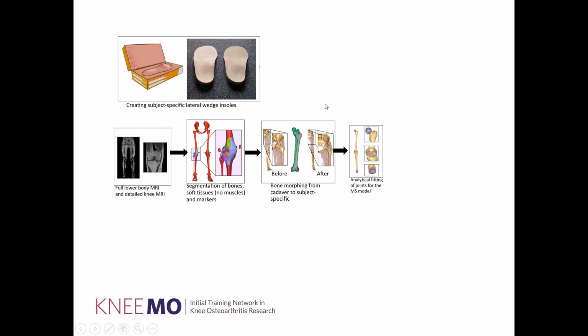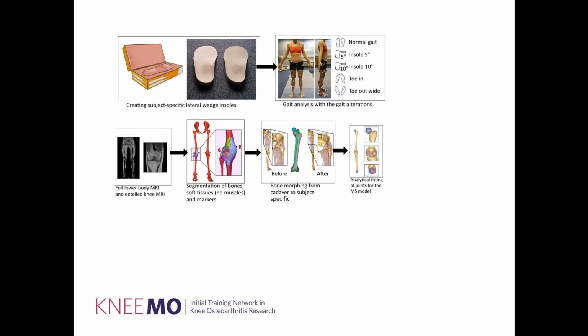Then in the lab with the subject, we got subject-specific lateral wedges generated from imprints and then 3D printed. These were state-of-the-art insoles that people use for lateral wedges. We equipped the subject with a whole set of lower extremity markers and asked the subject to walk in different ways that we wanted to investigate, to see the effect on the tissue load. We had normal walking trials, then a 5-degree lateral insole, a 10-degree lateral insole, toe in, and toe out with a wide stance. We even had some medialized knees and other activities, but these are the ones I will show results for.